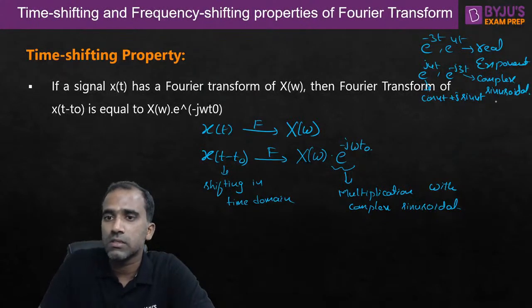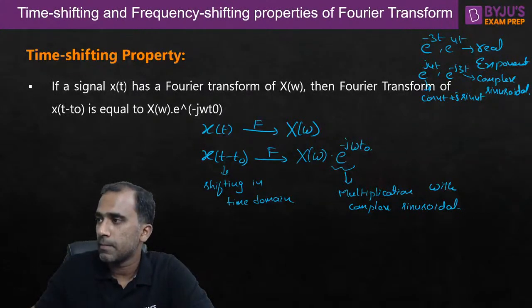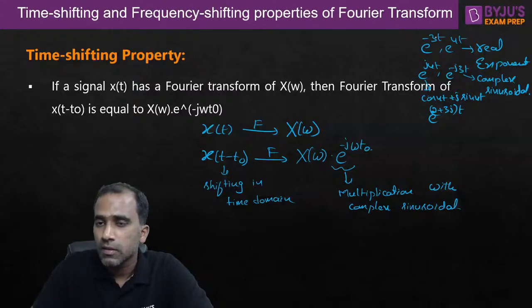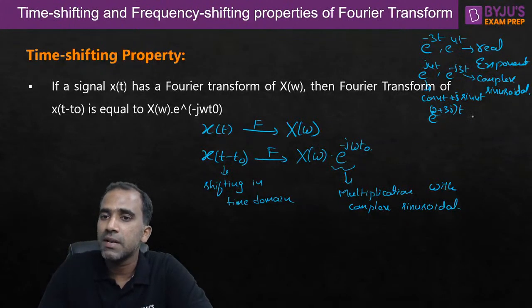Complex sinusoidal signals. Similarly, e power (2 plus 3j) t, something like this. In the power, apart from the variable, whatever constant we have, if that constant is real, then it will be a real exponential. If that constant is purely imaginary, then it becomes a complex sinusoidal signal. If that constant is complex, with both real and imaginary parts, we call it a complex exponential signal.